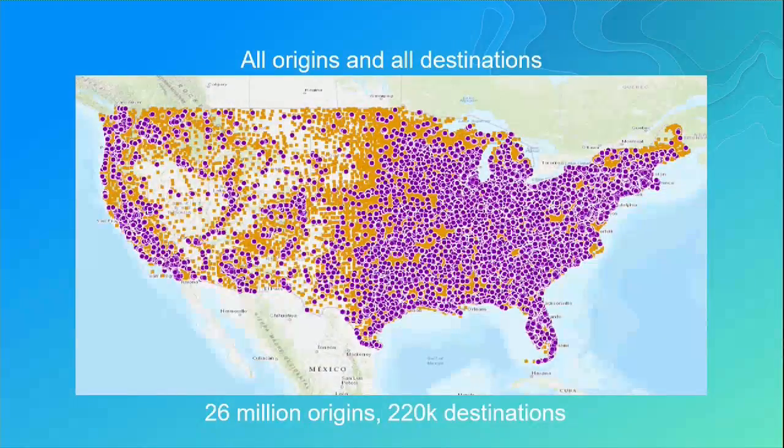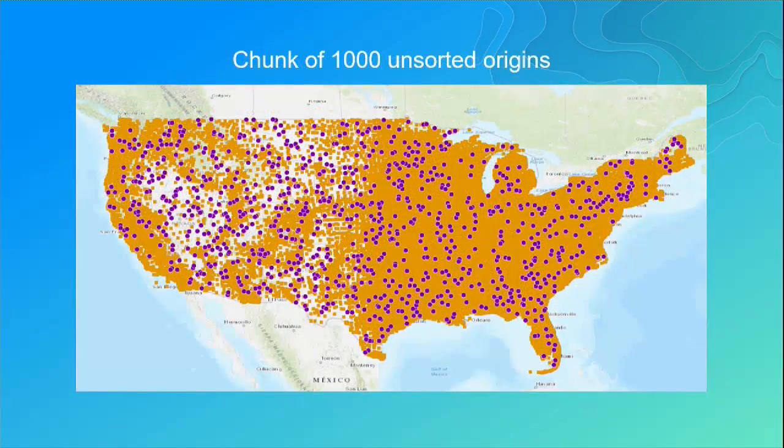So let me just illustrate the chunking and sorting. So here's 26 million origins, that's all the purple dots, and then about 220,000 destinations, that's the orange squares. And so this is clearly too large for me to do in one solve. So how am I going to chunk this? Well, say I just select 1,000 unsorted origins. It's just kind of a random smattering of origins across the country.